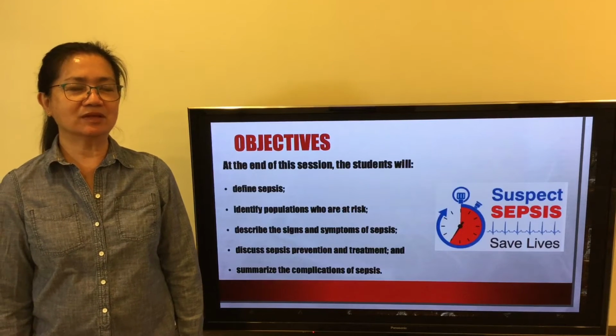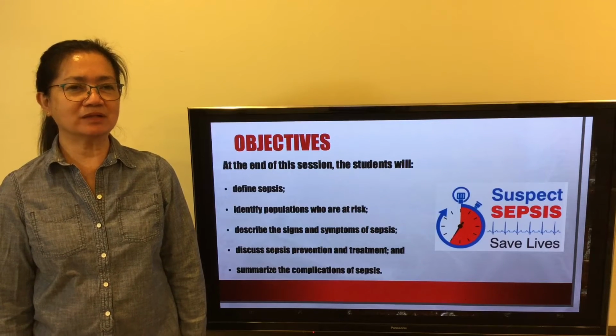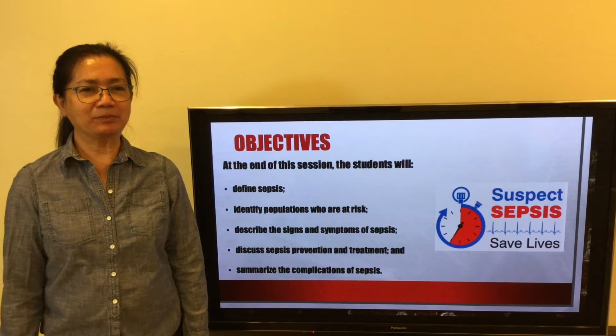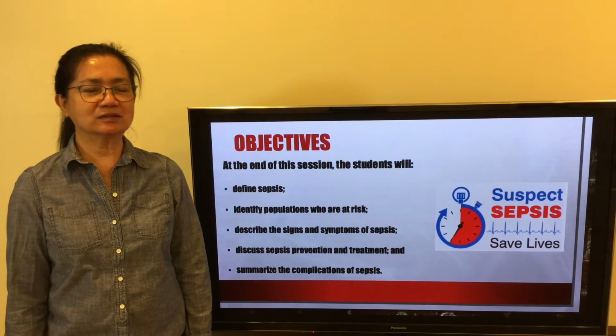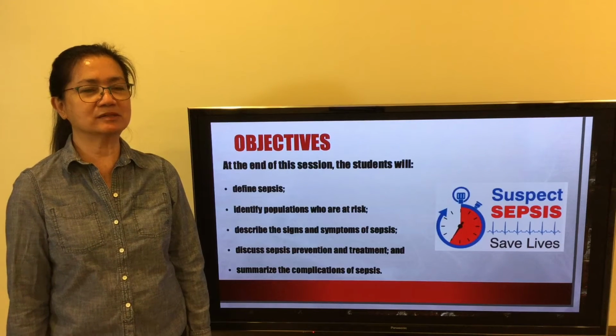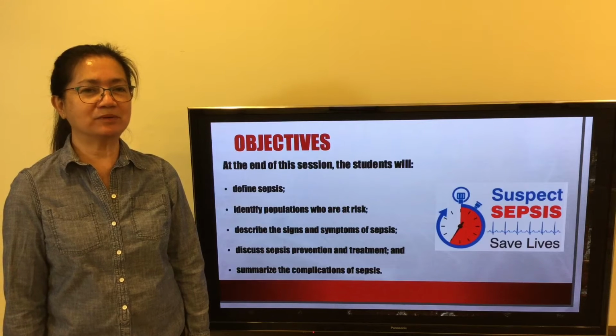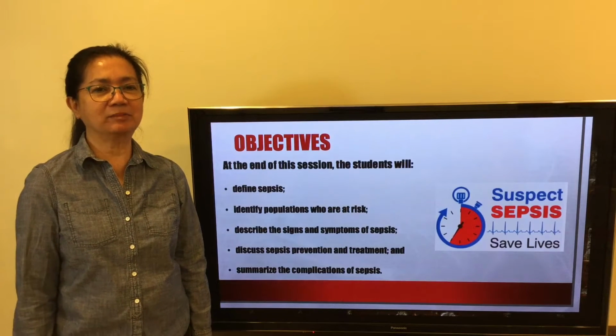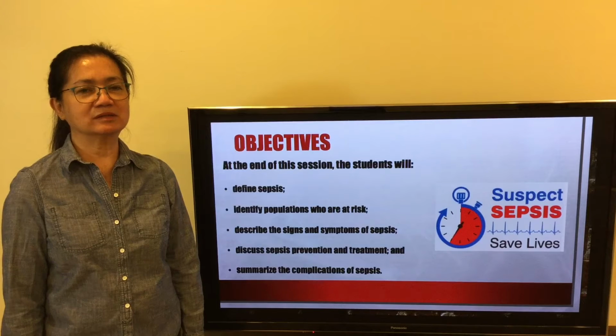The objectives of this session are that students will define sepsis, identify populations who are at risk, describe the signs and symptoms of sepsis, discuss sepsis prevention and treatment, and summarize complications of sepsis.